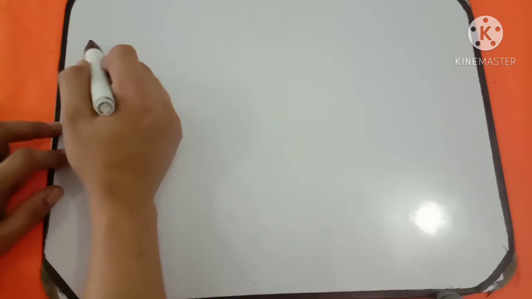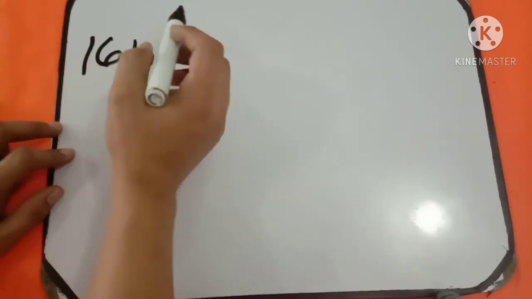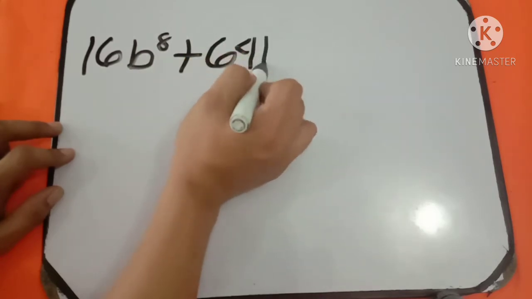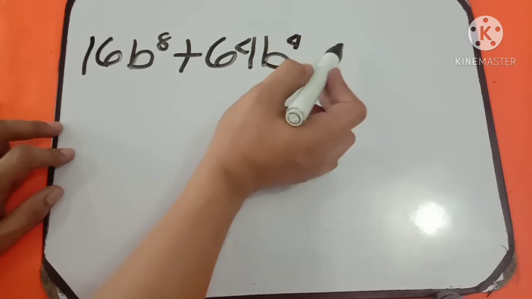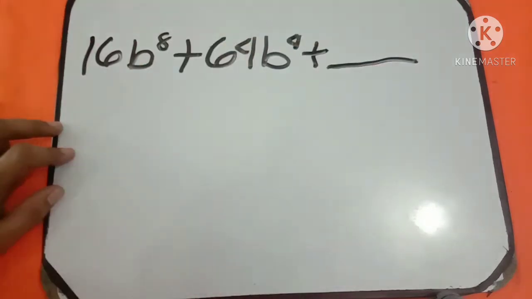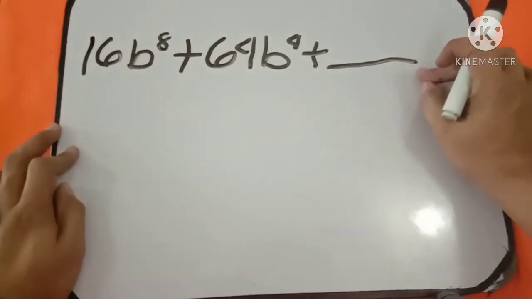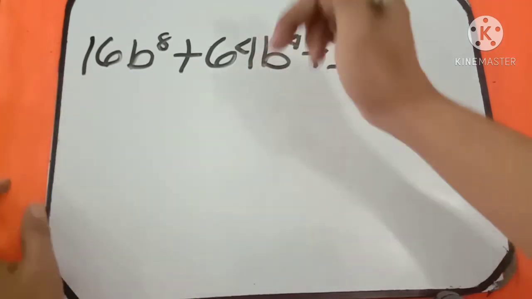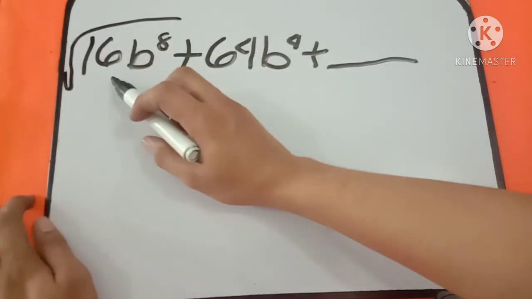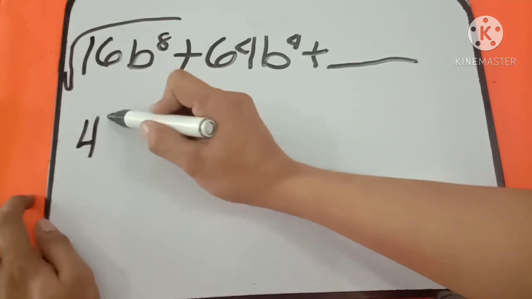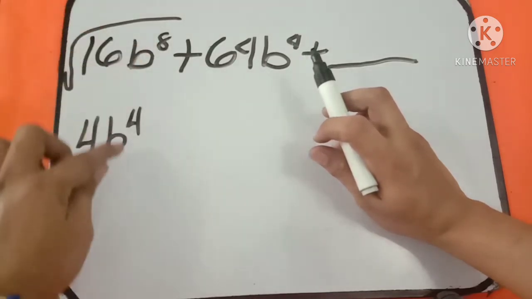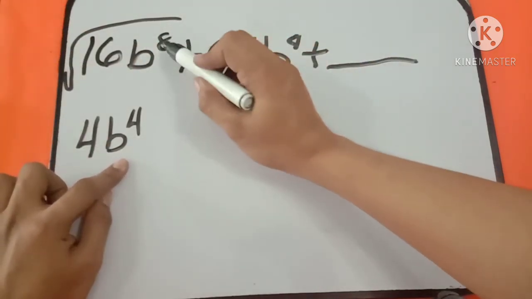Another example. Let's say we have 16b raised to 8 plus 64b raised to 4 plus blank. Again, in order to find the value for the last term, square root the first term and get the half of the middle term. The square root of 16b raised to 8 is 4b raised to 4. The square root of 16 is 4, and the square root of b raised to 8 is b raised to 4. Simply divide the exponent by 2.